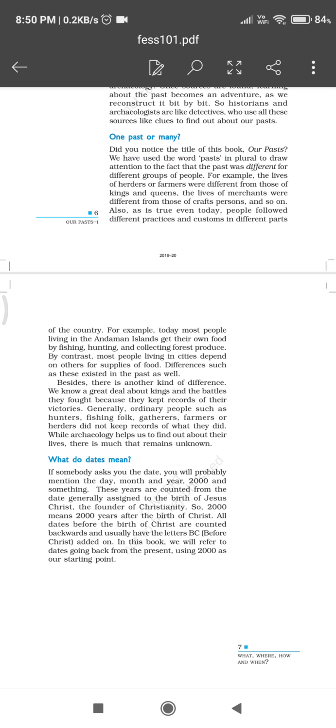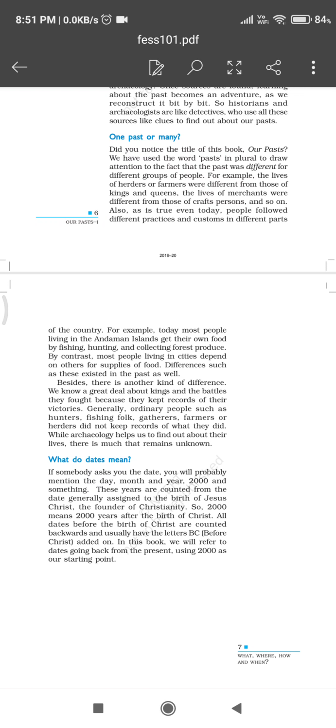So if we study the past, we see that herders and farmers struggled to make both ends meet. They worked hard, and on the other side were kings and queens. They led a luxurious and very comfortable life, and people followed different practices and customs in different parts of the country.